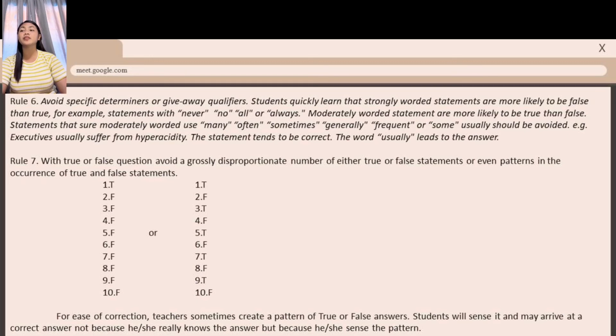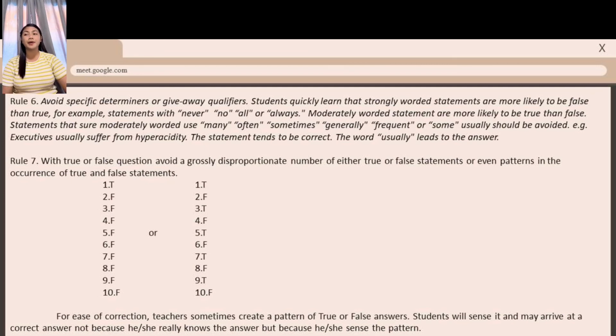Avoid specific determiners or giveaway qualifiers. Some students quickly learn that strongly worded statements are more likely to be false than true, for example, statements with never, no, all, or always. Moderately worded statements are more likely to be true than false. Statements that use moderately worded terms such as many, often, sometimes, generally, frequently, or some should be avoided, etc. A statement followed by a hypothetical statement tends to be correct, and the word usually leads to the answer.